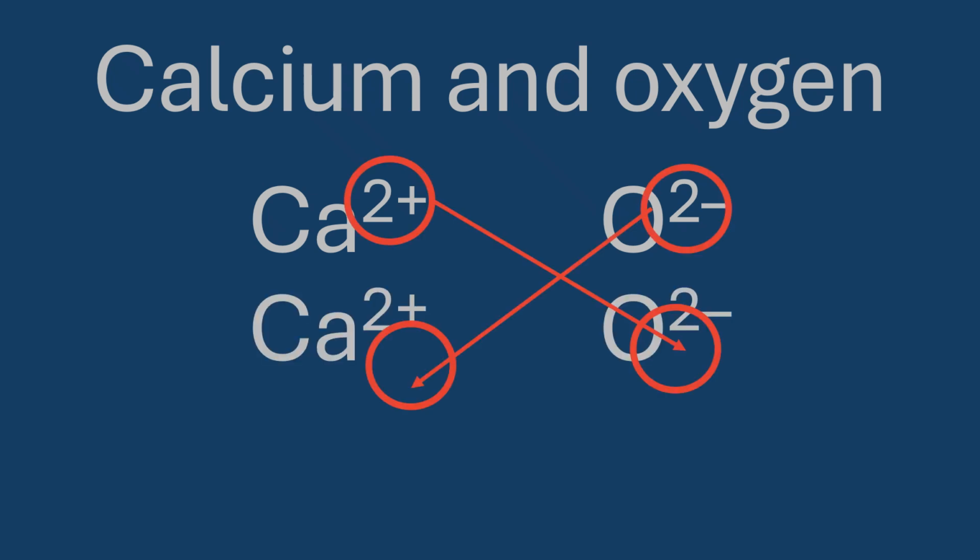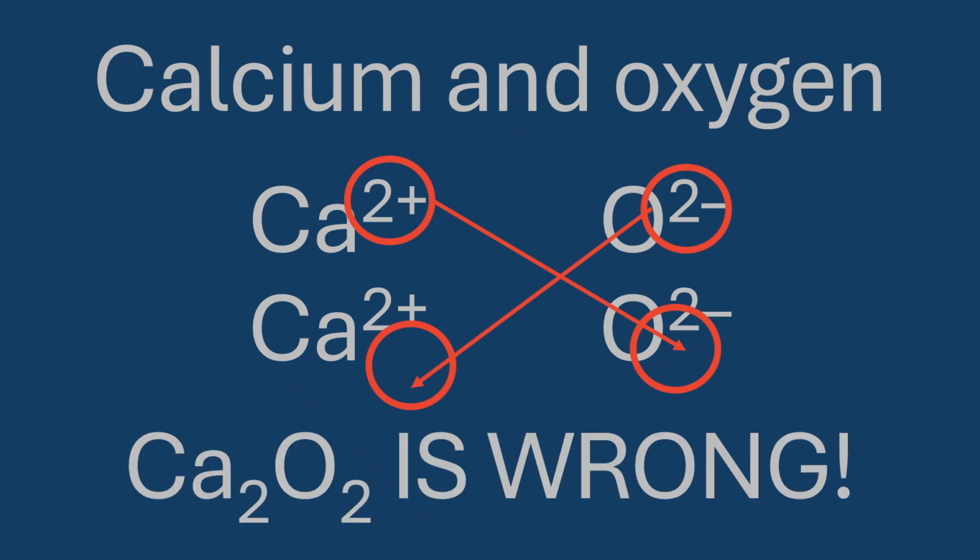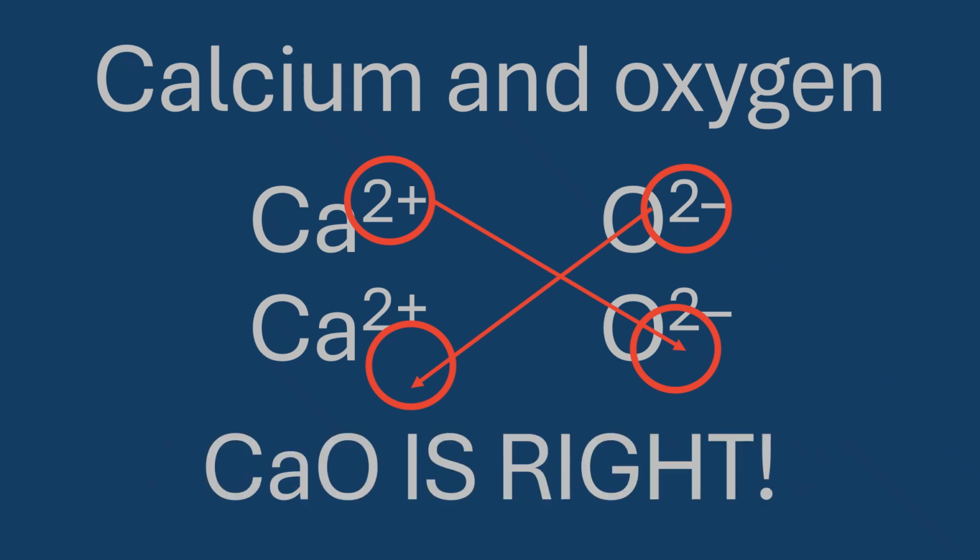You'll just need to remember that we always write our ionic compounds in the smallest version of whatever ratio you come up with. For instance, here we come up with a ratio of 2 calcium ions to 2 oxide ions. We can reduce that to 1 calcium ion to 1 oxide ion. This means that our formula isn't Ca2O2, but really is CaO.